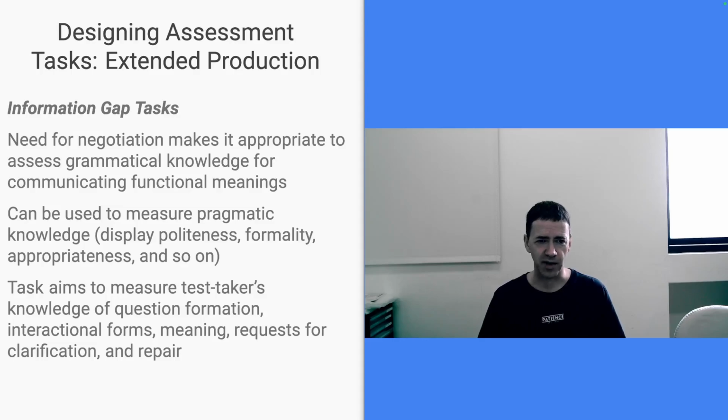Okay, then we can have the information gap tasks, which we've done before. So here, the need for negotiation makes it appropriate to assess their grammatical knowledge for communicating functional meanings. It can be used to measure pragmatic knowledge. So do they display politeness, formality, appropriateness, and so on? And this type of task aims to measure their knowledge of question formation, interactional forms, meaning, requests for clarification, how to repair. Again, focusing on the form and the grammatical meaning and the pragmatic meaning.